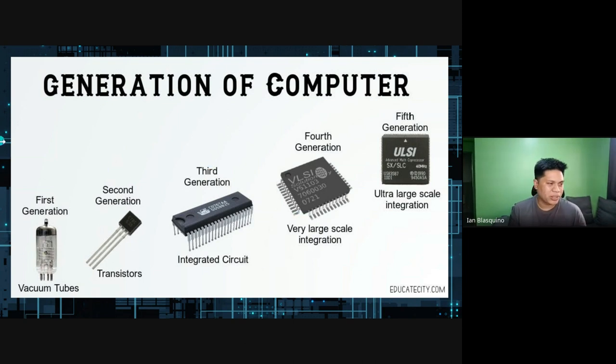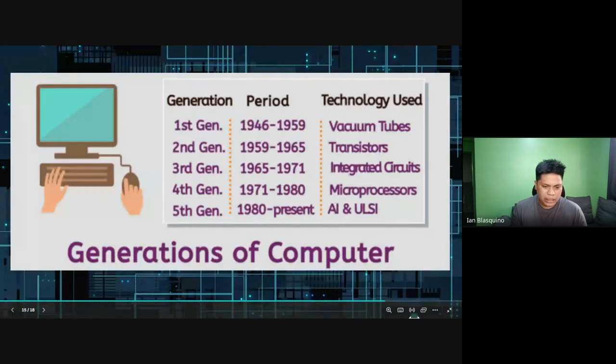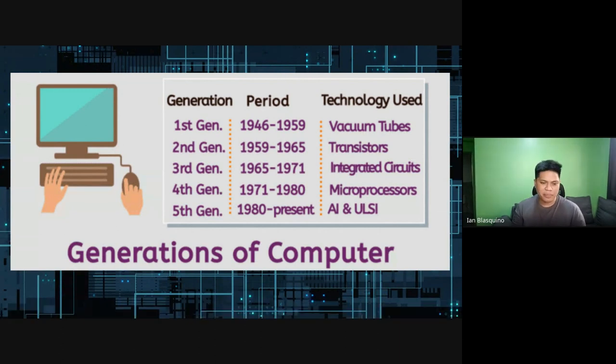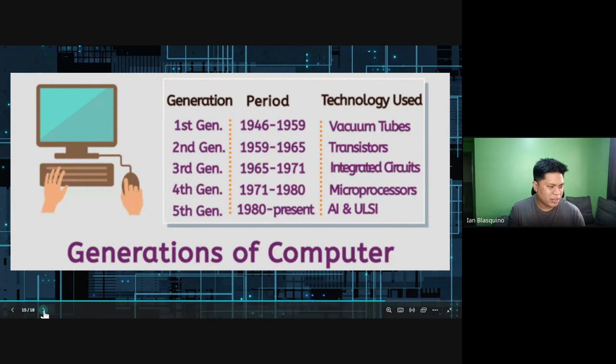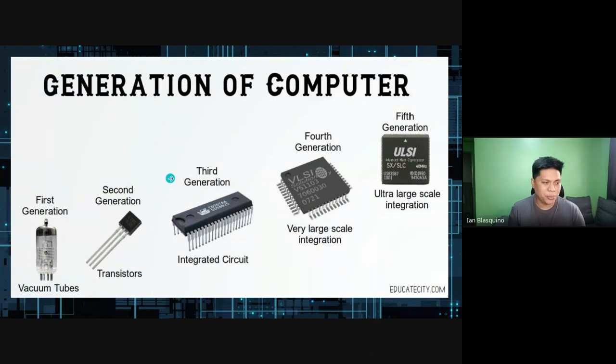So this is the generation of computers na pinagdaanan ng computers. And so as a summary, this is the generations na pinagdaanan ng computers. Now we can see from these illustrations the periods of each generation in development ng technologies or core elements na naging dahilan ng evolution na ginamit sa mga computers. So from vacuum tubes, naging transistors, to integrated circuits, to VLSI or microprocessors, to AI and ULSI. Ito yung naging evolution kung bakit tayo ngayon nagkaroon ng other generation computers.